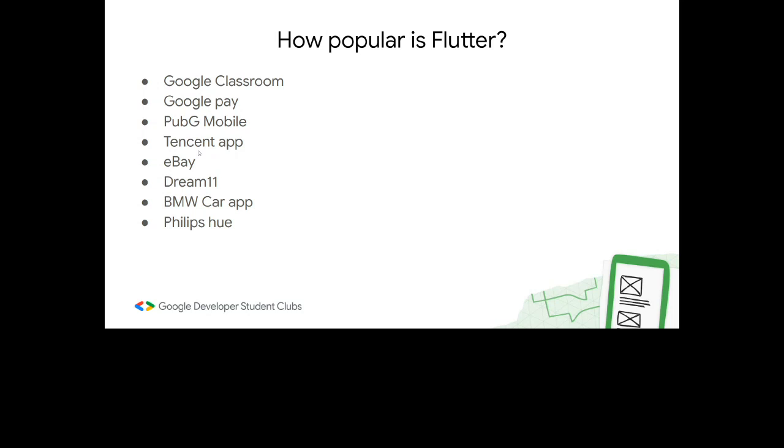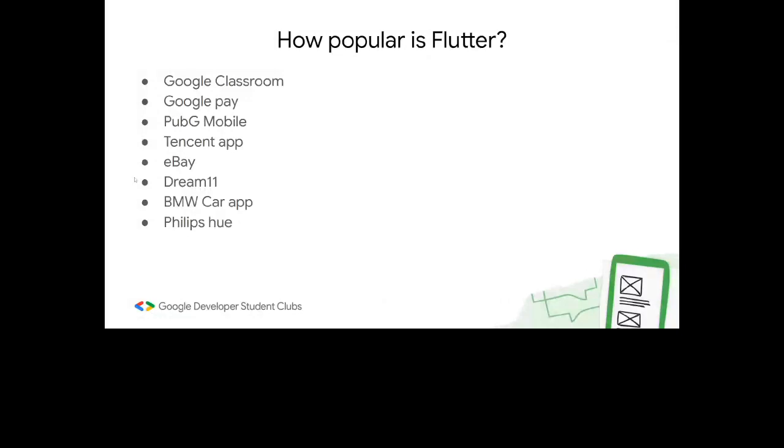is mainly, I think, available in China and other countries. Tencent app is basically a network of gamers who use PUBG. So Tencent app is made in Flutter. eBay is made in Flutter, and Dream11. I think most of us have heard about it. Most of the Apple ads are based on them only.